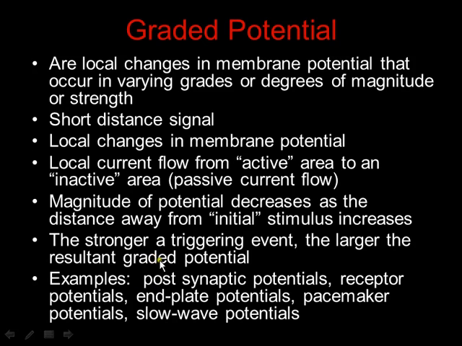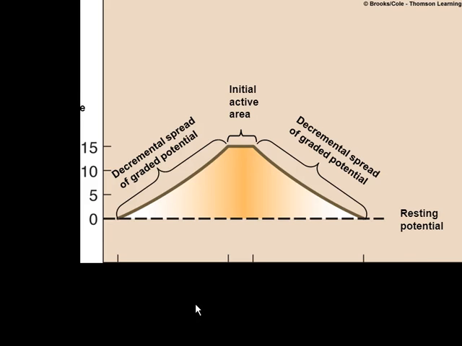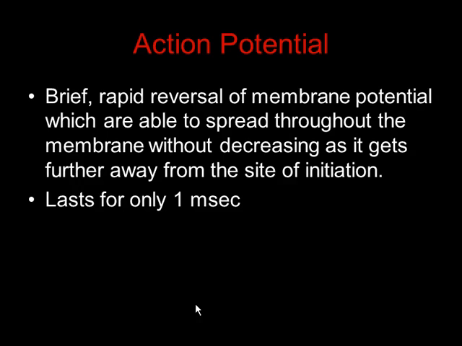The stronger the event, the larger the graded potential, and some of the examples we'll talk about this semester are called postsynaptic potentials, receptor potentials, end plate potentials, pacemaker potentials, slow wave potentials, and the only one that doesn't fit in this is called an action potential. So when you see an action potential, does it change? Every time you see an action potential, what can you count on? It is exactly the same every time.